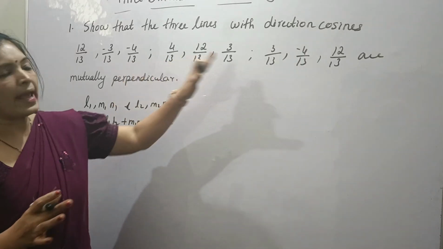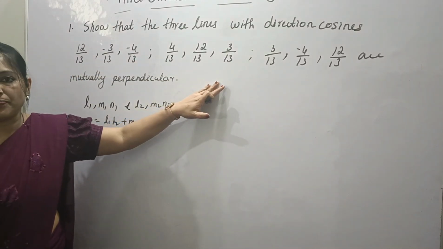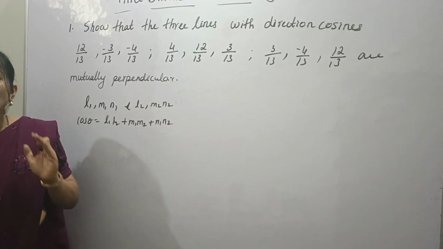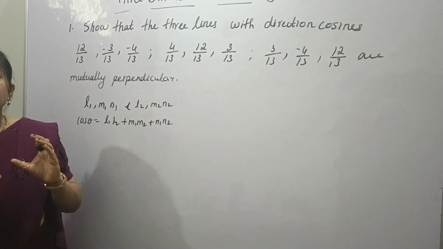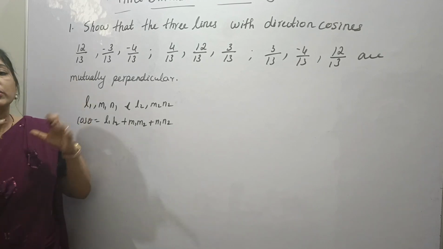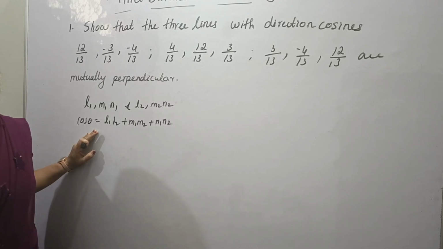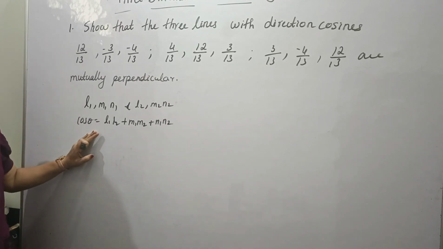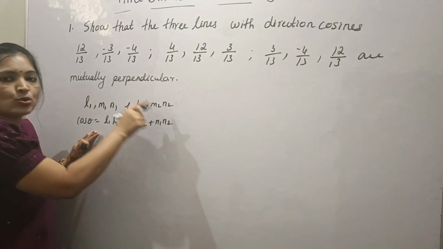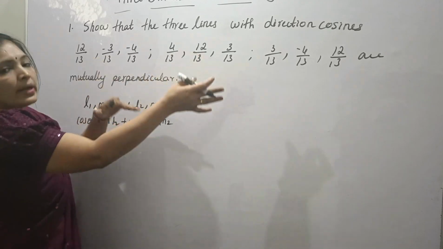Here we have three lines whose direction cosines are given. We have to prove these three lines are mutually perpendicular, meaning their angles are 90 degrees. For theta equal to 90 degrees, what is cos 90? It is 0. So it is enough to prove that l1 l2 plus m1 m2 plus n1 n2 is equal to 0. So let's take two lines.